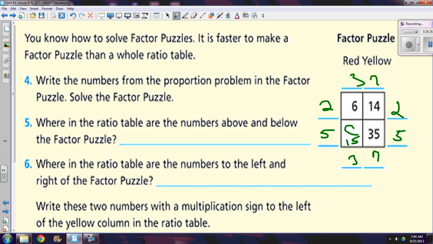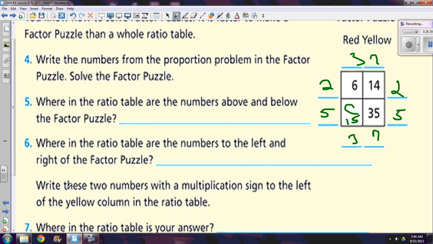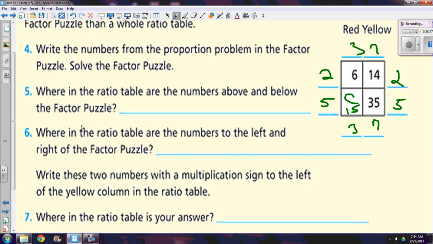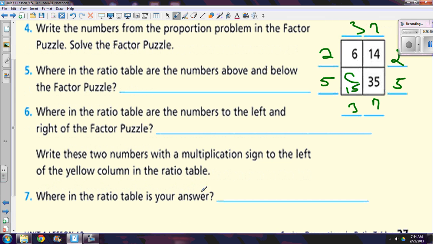Where in the ratio tables are the numbers above and below the factor? Well, again, you have the 6, 14, and 15 to 35. Where in the ratio table are the numbers to the left and to the right of the factor? It says write these two numbers with the multiplication sign to the left of the yellow column in the ratio table. And that's just going back to that table. Where in the ratio table is your answer? Well, here's your answer right there.